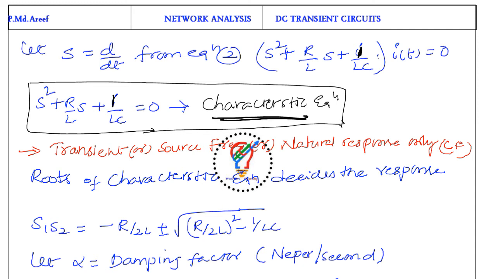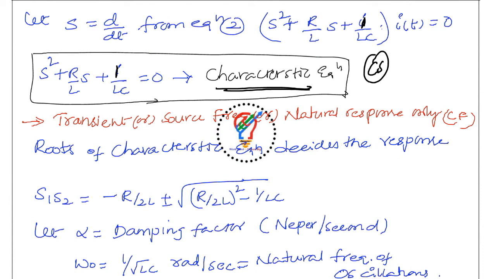We studied this in the control system course, second order systems. From this equation, we get three different responses. This equation will give only the transient or source free or natural response. Why? Because the right-hand term is 0, it indicates the particular integral, that is the response at t equal to infinity, is 0. So this equation will give only the complementary function response.